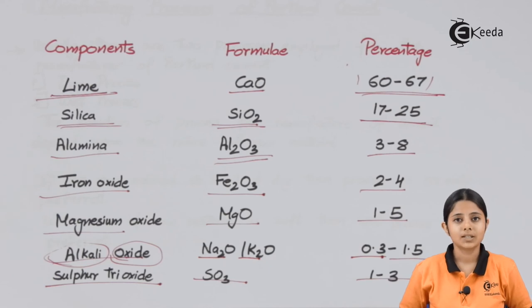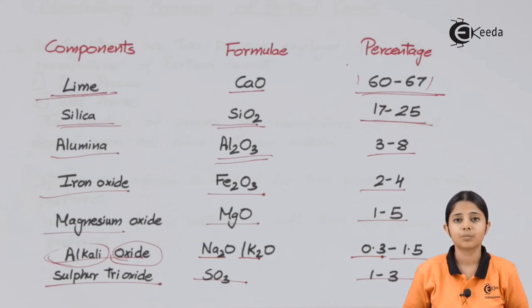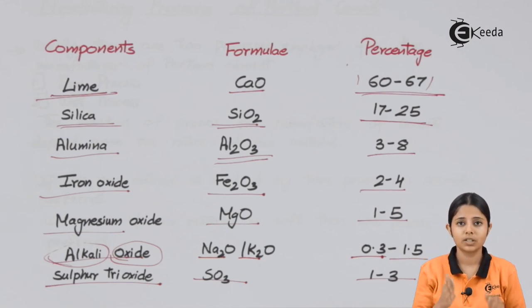And this is the entire set of components with the formulae and the percentages which are required for the Portland cement. So over here in this session, we studied the manufacturing of Portland cement with the help of its important components. The first component was the calcareous material. The second one was the argillaceous material. And finally, we studied all the different components, bifurcated them with their formulae and the percentage compositions in the Portland cement.